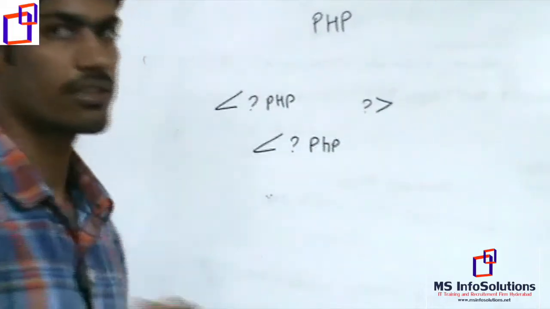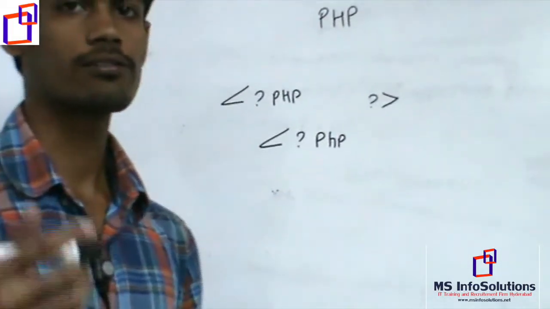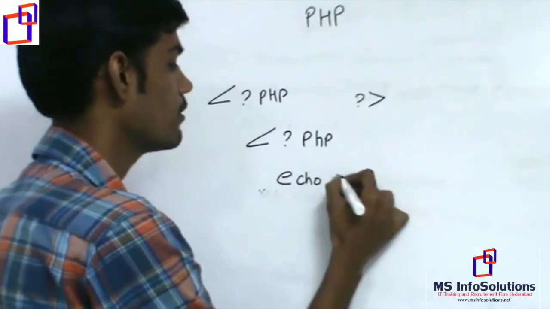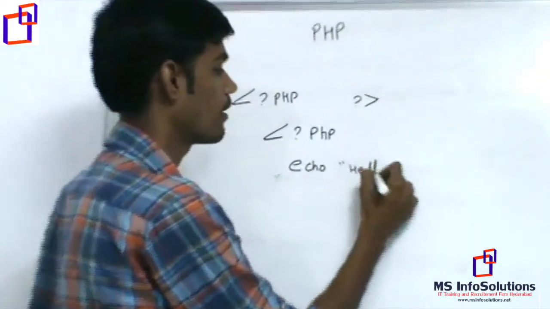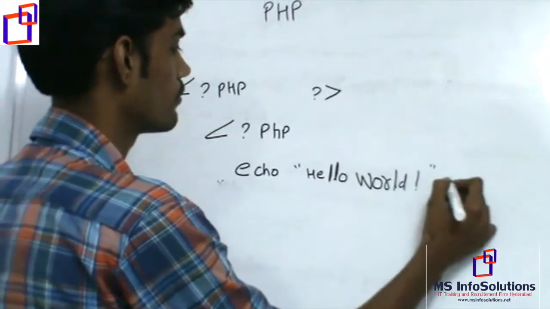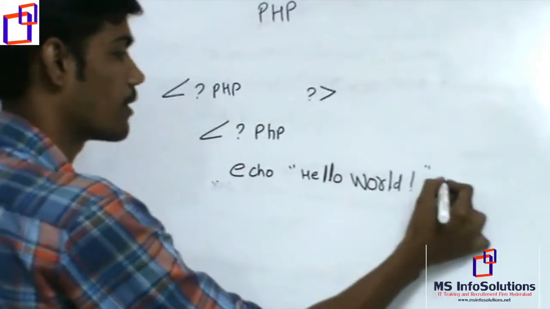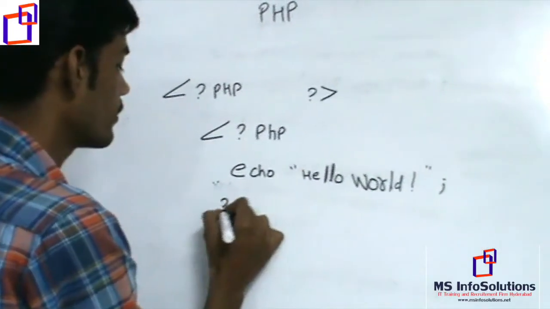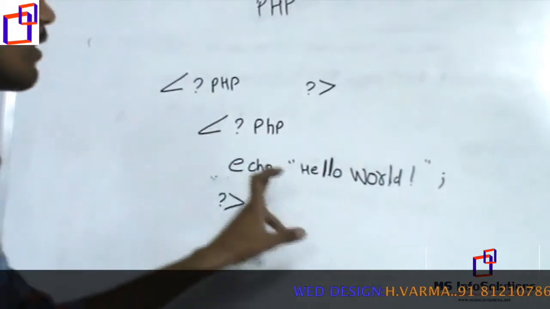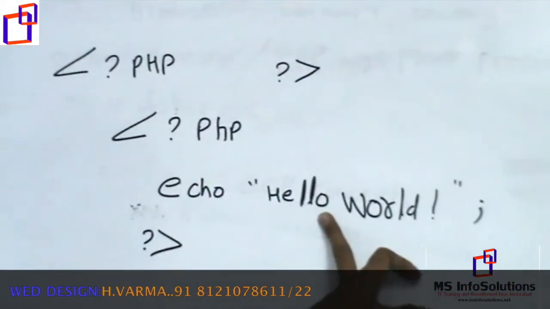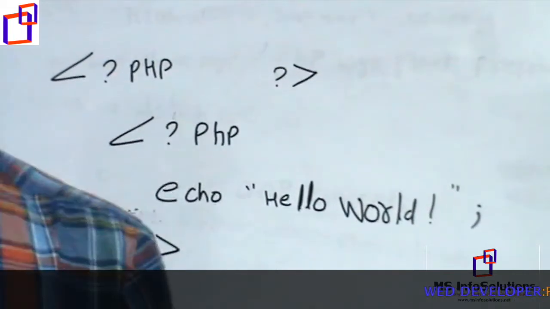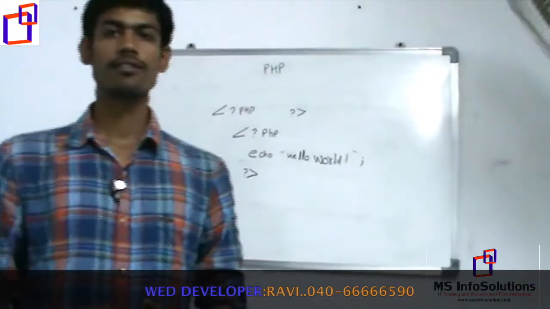Just like any programming language, we are going to print a hello message. So here there is one function called echo, and don't forget this semicolon at the end, and this is the closing. What this echo function will do is print this message on your browser screen. So this is a basic introduction of PHP, and in the next session we will go to the advanced topics.